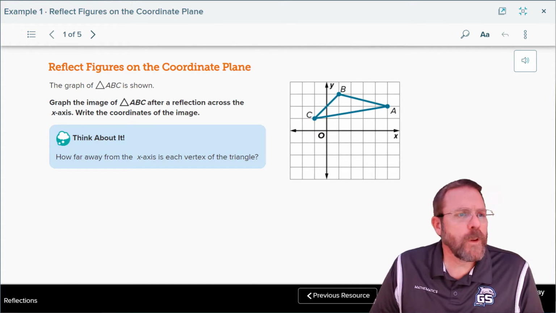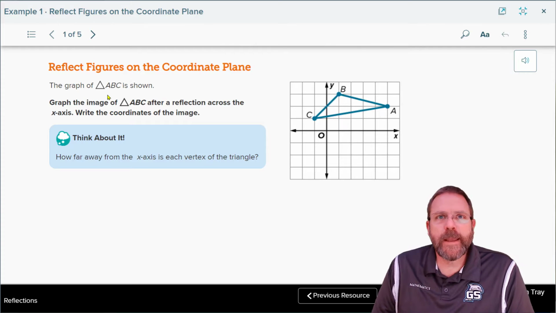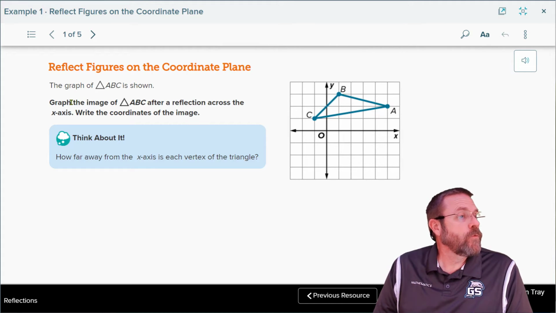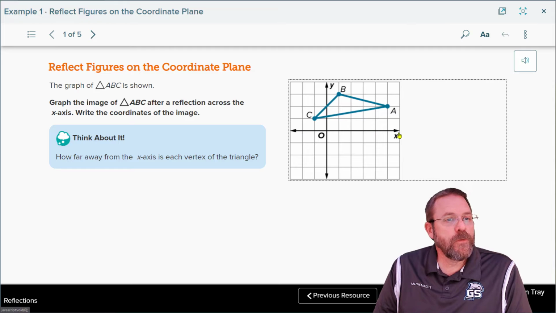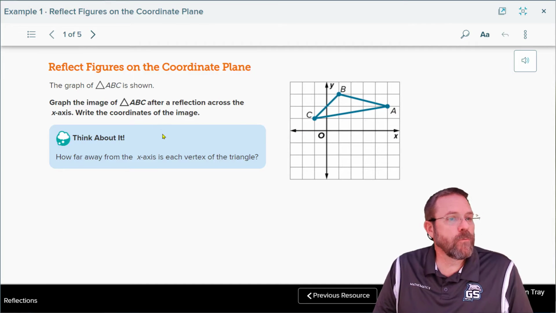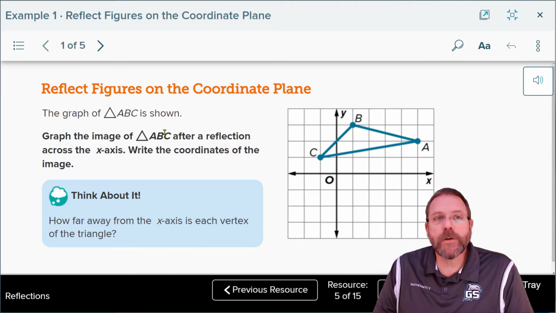For example 1, the graph of triangle ABC is shown. Graph the image of triangle ABC after the reflection across the x-axis. The x-axis is this one right here, so we're going to reflect it over it, and then we're going to write the coordinates of that new image.